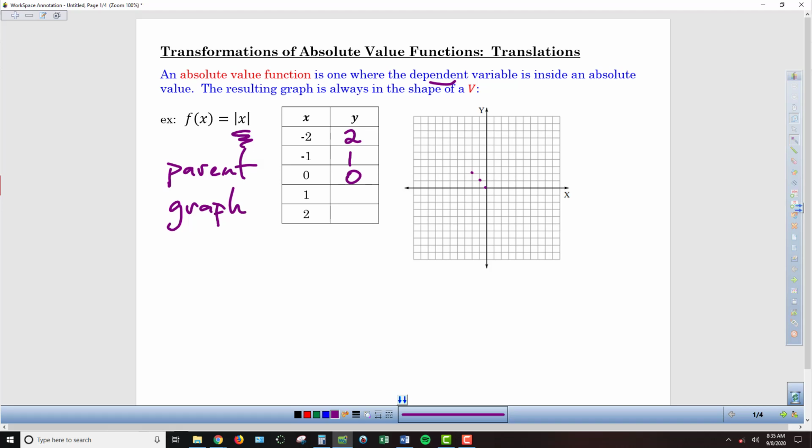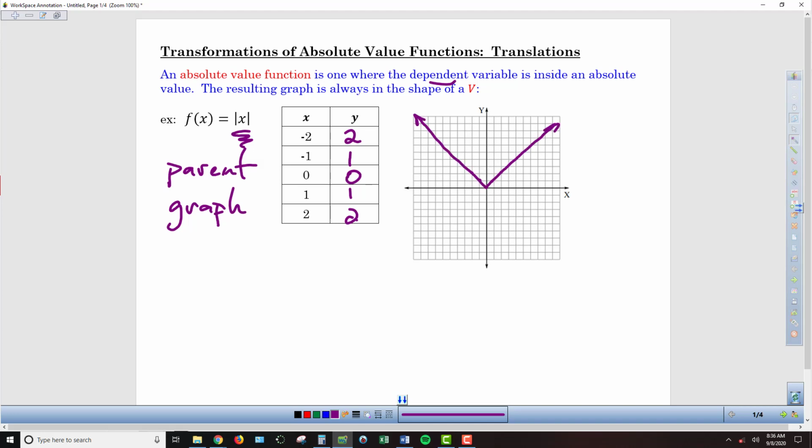But this is where the V shape starts to take place, because now when I plug in 1 for x, the absolute value of 1 remains positive, so there's no change, so it stays as 1. So I'm over 1, up 1. And then finally, if I plug in 2, the absolute value of 2 remains 2, so we're up 2. So now we've got our V shape for our graph.